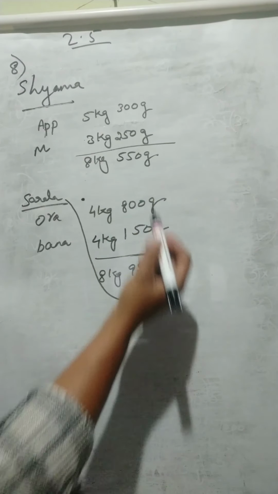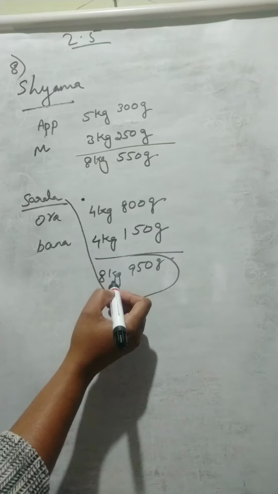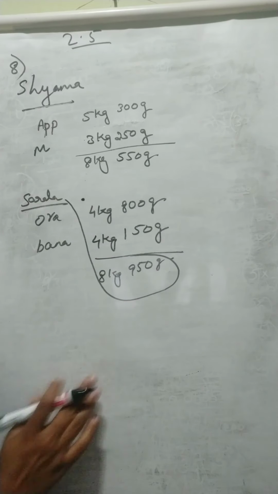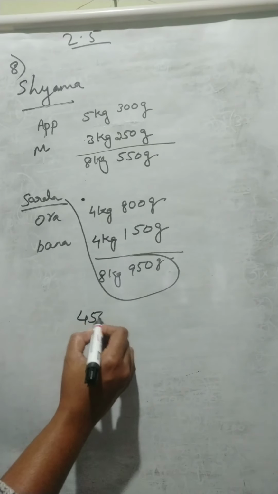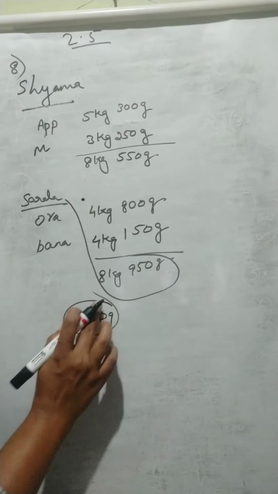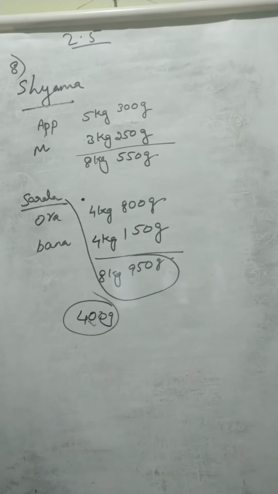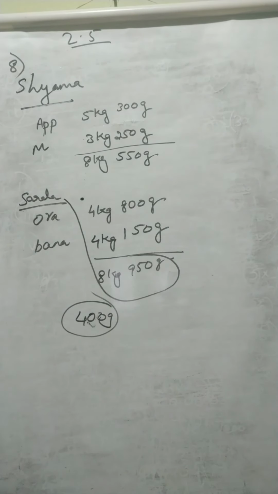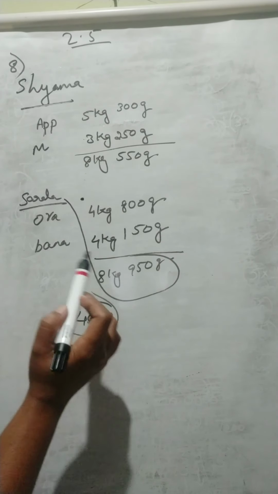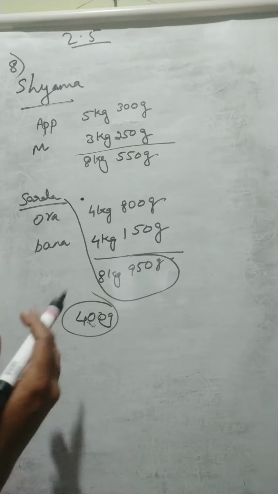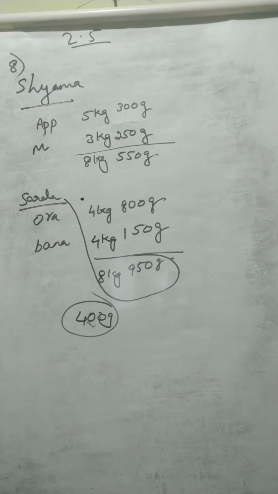Then what is the difference between these two? 800 and 800, the kilogram is the same. Then 550 and 950, so 400 gram is the difference between these two. So we can say Sarala bought more fruits than Shyama. Then how much? That is 400 gram. The question is not actually how much, but who bought more, so we have to write that Sarala bought more.